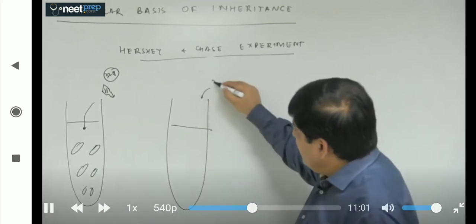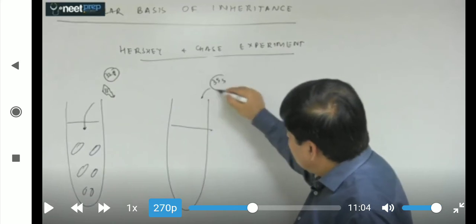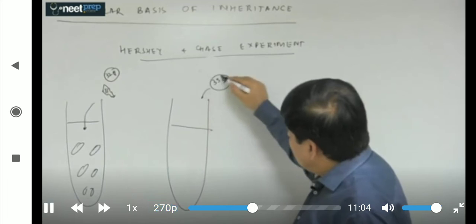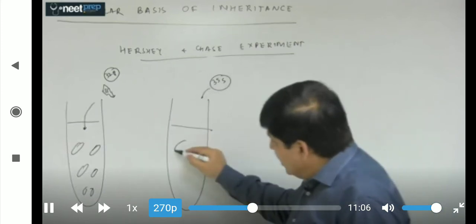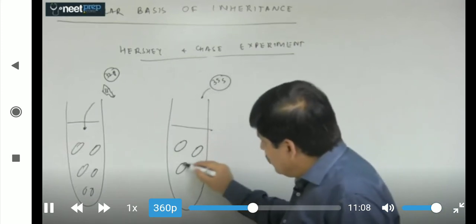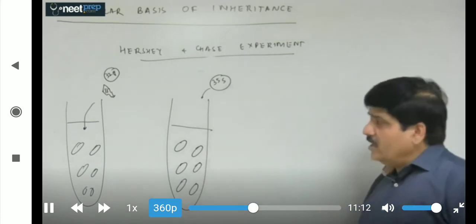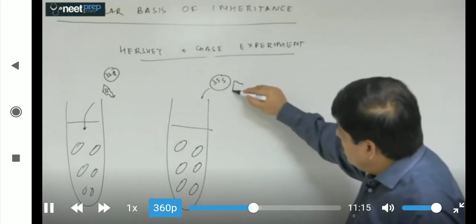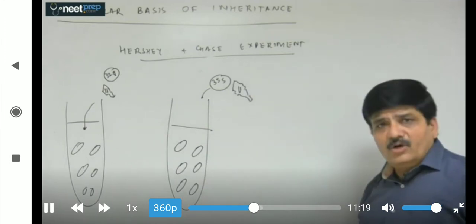we are using the bacteriophages which are tagged by 35S, and we are allowing a separate colony of E. coli bacterium to be infected by this particular phage. In this phage we know that the protein part will be radioactively tagged but DNA will not be tagged.